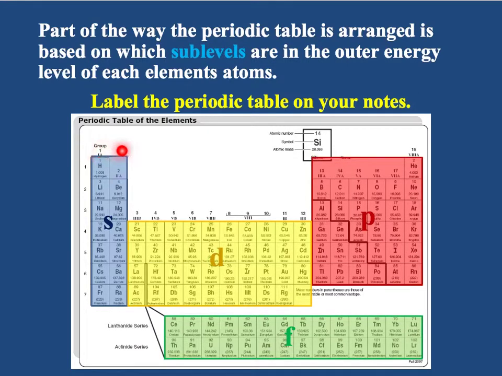So S would be just these first 2 columns. D would be everything that's on a shorter level, so everything down here in this region. And P is everything that's up here on the other side. So S is on the left, D is in the middle, and P is on the right. And then the last 2 bottom sections would be F.